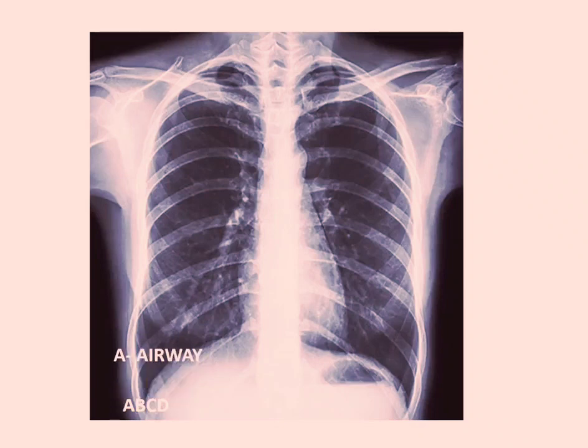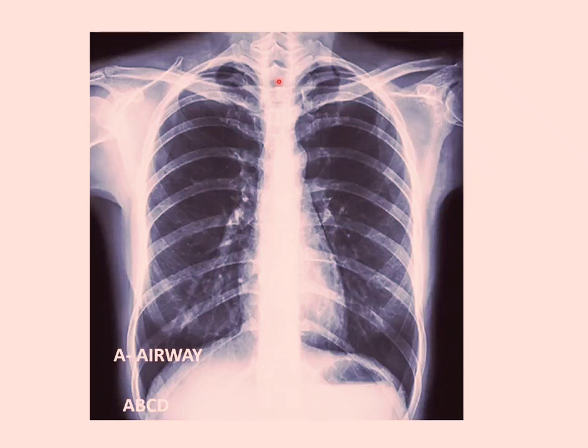The first is A. A for the airway. The airway which is seen in this X-ray is the trachea. The trachea appears as a midline shadow. You can see the midline dark shadow in the upper part of the mediastinum. The mediastinum lies between the shadows of the two lungs. So in the upper part of the mediastinum, in the midline, you can see the dark shadow. This is the shadow of the trachea.